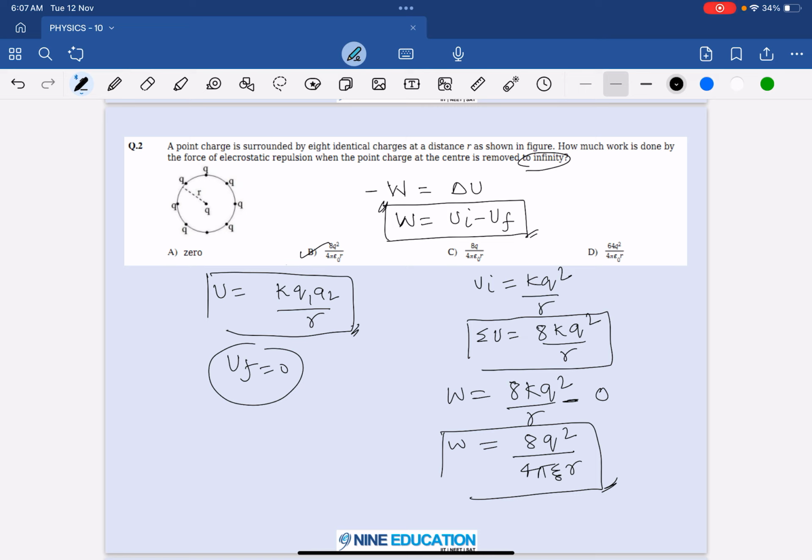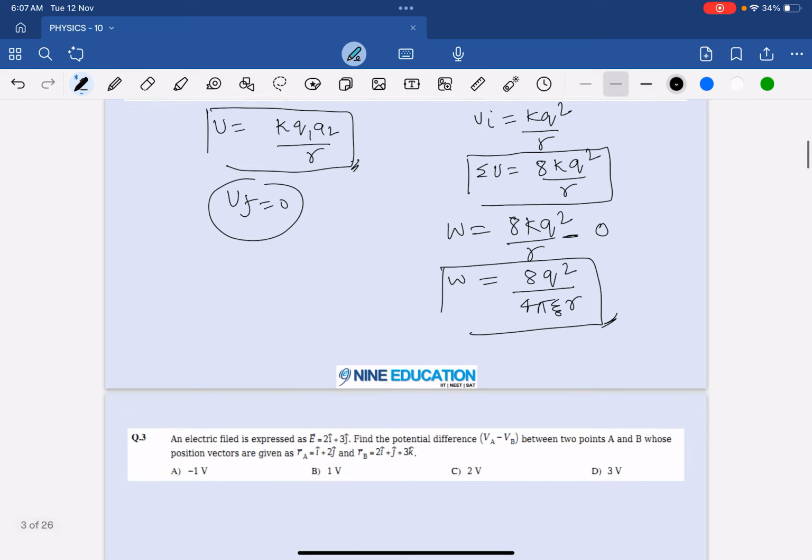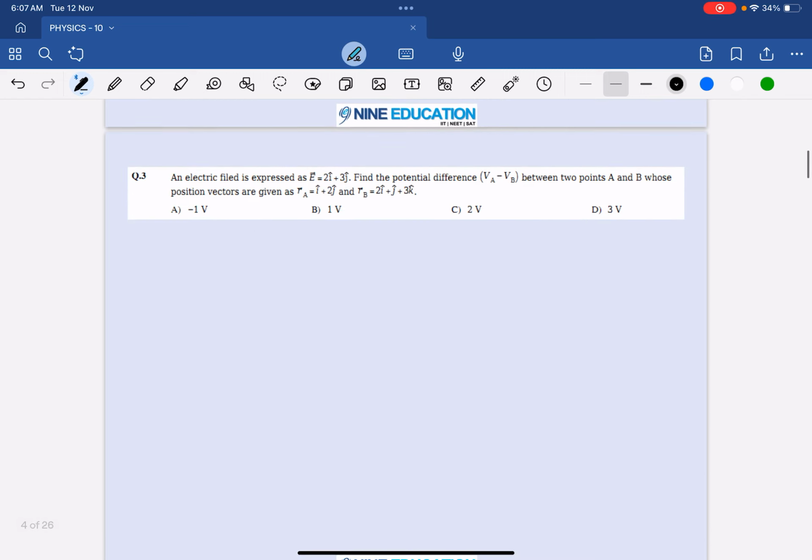So whatever the initial energy of the system was, the change will happen only because of the removing of the center charge. So we need not worry about that. Correct? All right. Solve the next question.